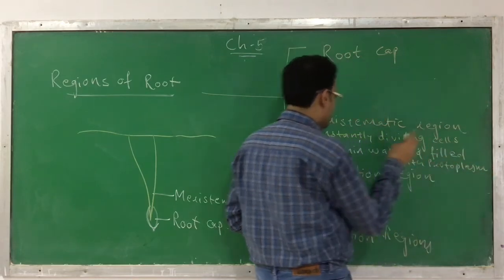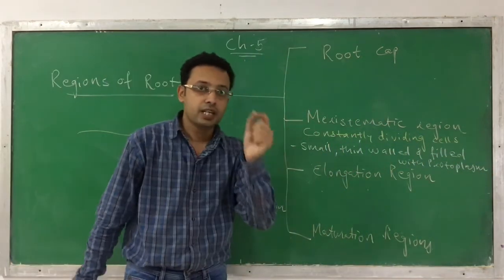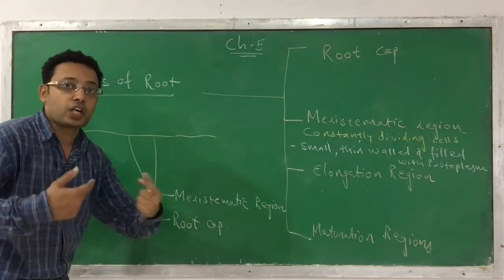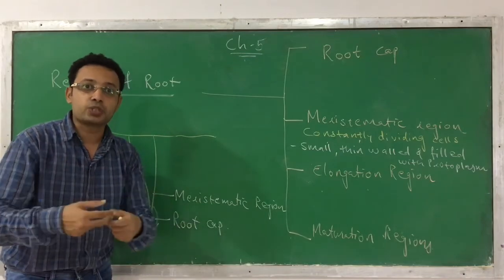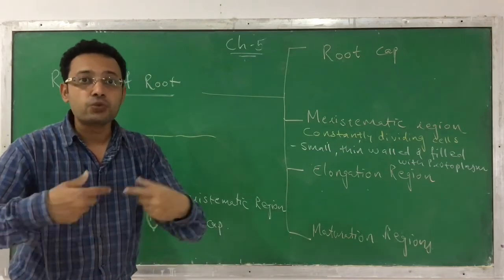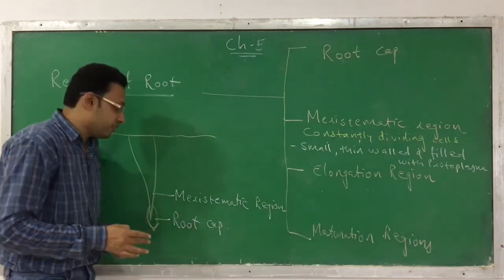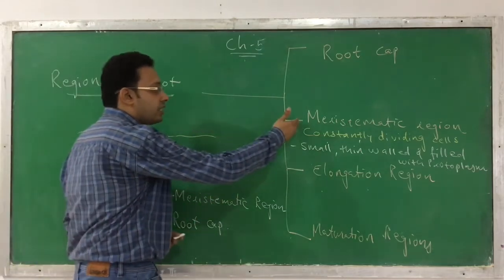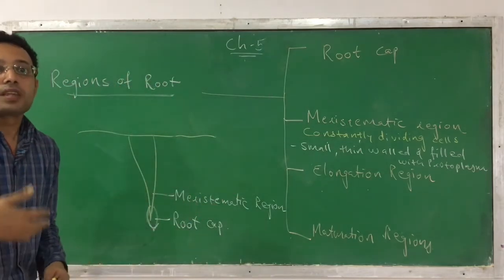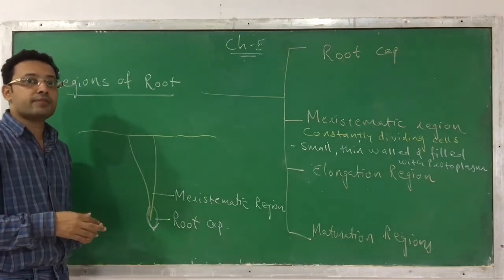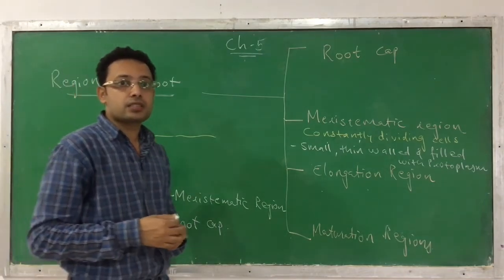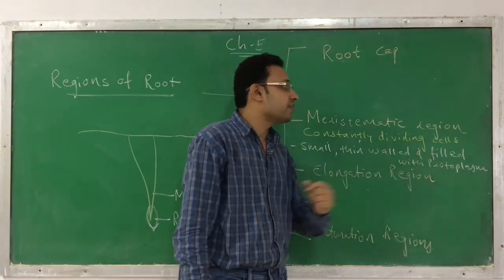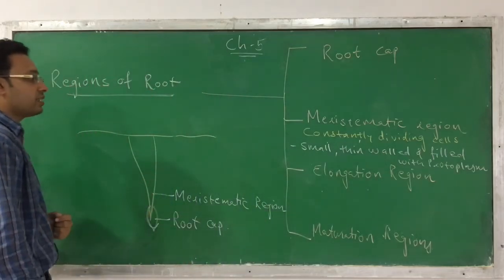So what are the characteristics of the cells that you can find in the meristematic region? The cells present in this region are constantly dividing, which means new cells are added. When cell division occurs, new cells are added, and due to the addition of new cells, the length of the root increases. So the meristematic region is responsible for increasing the length of a root by addition of a number of newly divided cells. Here the cells are small, thin-walled and filled with protoplasm. This is the characteristic that is observed.